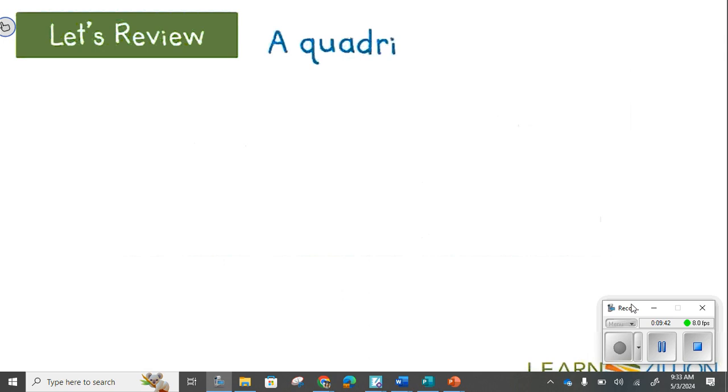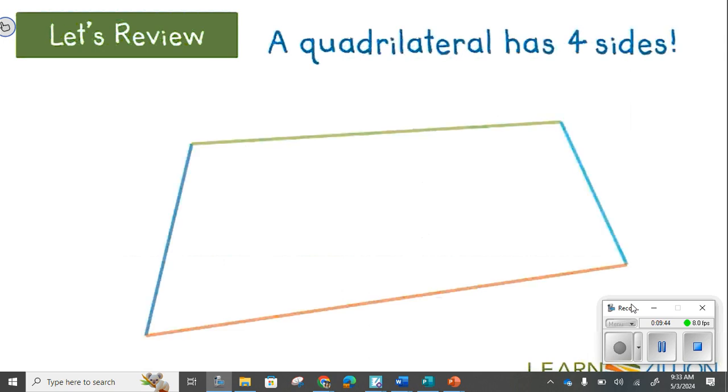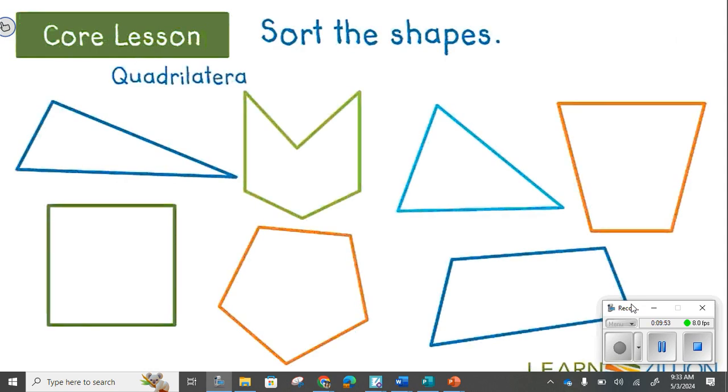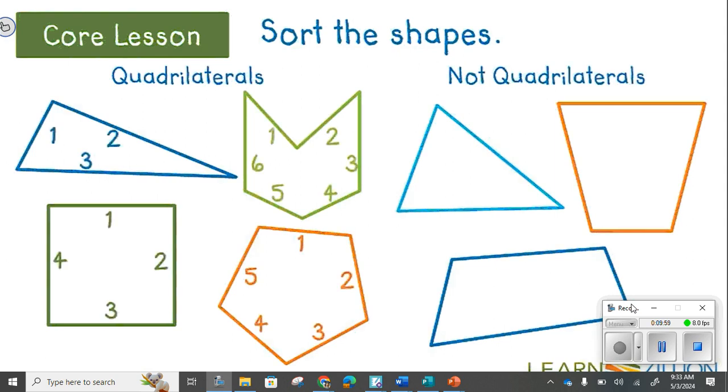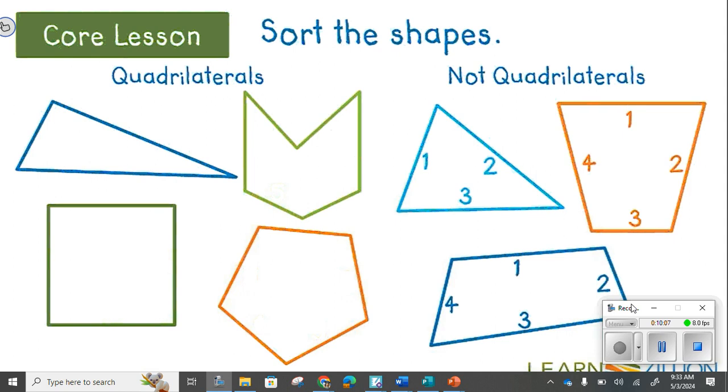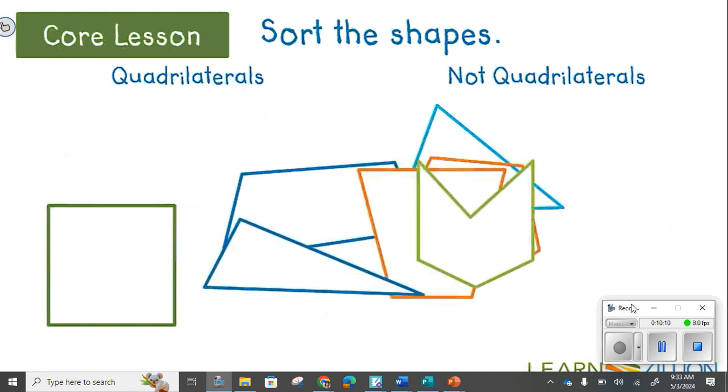Let's review. We already know that a quadrilateral has 4 sides. Let's sort these shapes into 2 categories: shapes that are quadrilaterals and shapes that are not quadrilaterals. Which of these shapes on the left have 4 sides and can stay? This one. Which of these shapes on the right have 4 sides and need to move to the left? These two. So let's put these shapes in their correct places.